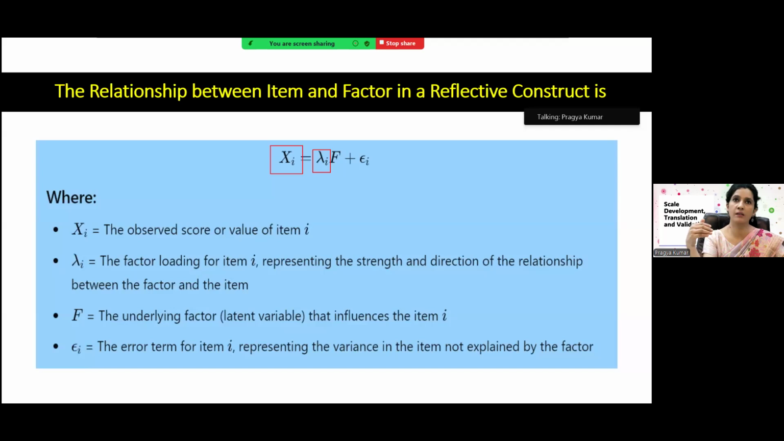Can you recall linear regression? How do we write a linear regression equation? Y is equal to ax plus b.